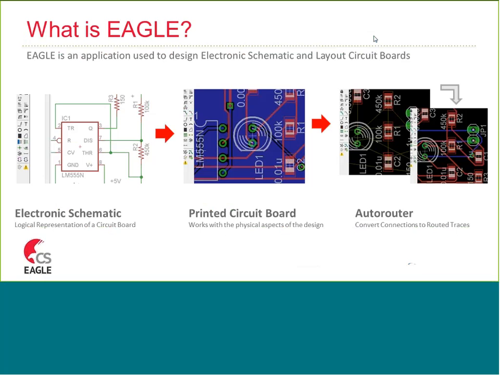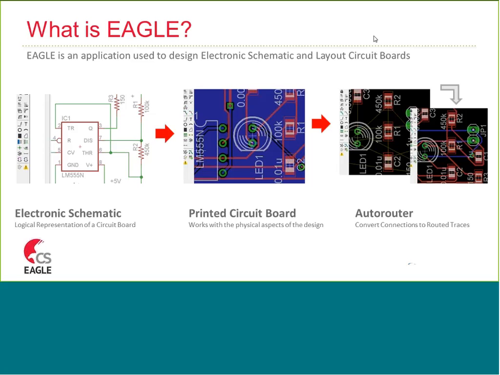Some of you may be new to Eagle, so I just wanted to let you know what Eagle is and what it consists of. Eagle is basically a schematic editor with a board layout editor, which also includes the auto router. The schematic editor is where you create the logical representation of your design, while in the circuit board module, you're actually working with the physical aspects of your circuit board.